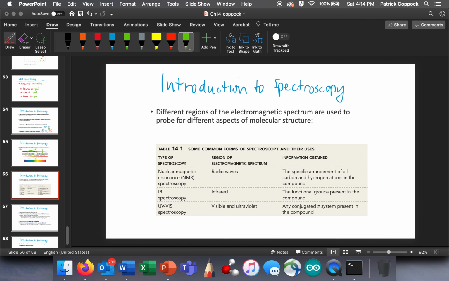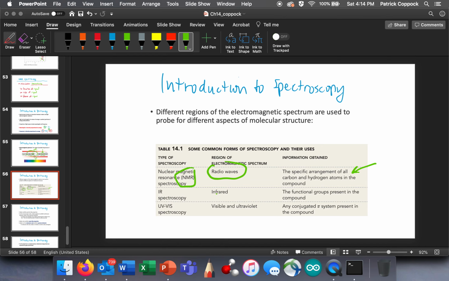Different regions of the EM spectrum are used to probe different aspects, as I was just saying. Radio waves are used to probe NMR. Another little textbook way to put it: the specific arrangements of all carbon and hydrogen atoms in the compound, which I was calling connectivity in a previous conversation. And we do that with radio waves. You don't need to memorize this. It's just to help you get a feel for where we're at.